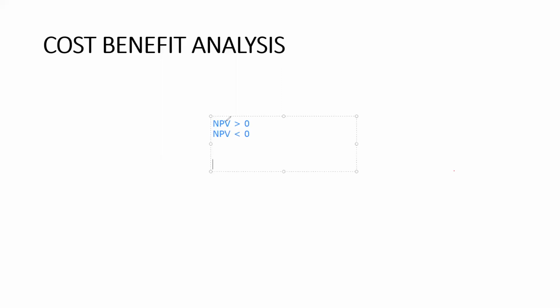Okay. The next one is for IRR. Whenever your IRR is greater than the normal considerable rate, which is your minimum acceptable rate, you accept the project. But whenever your IRR is less than the minimum acceptable rate, you reject the project. For this, you accept. For this, you reject. While for this, you reject.